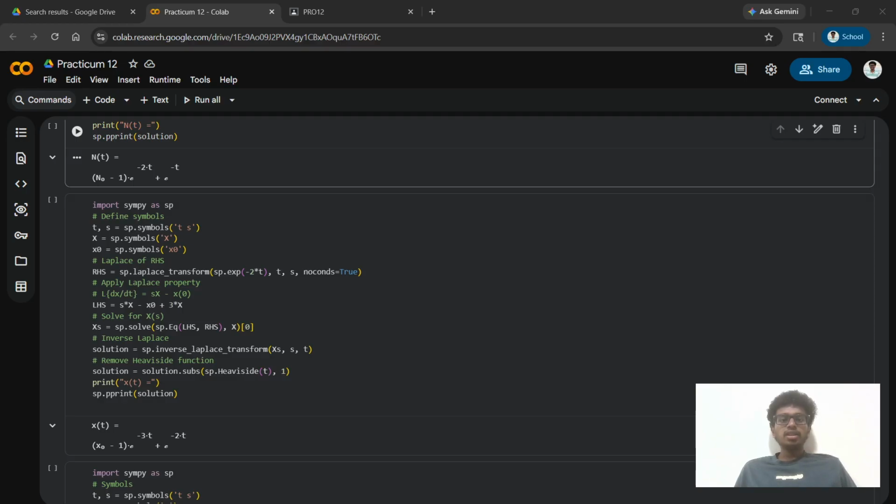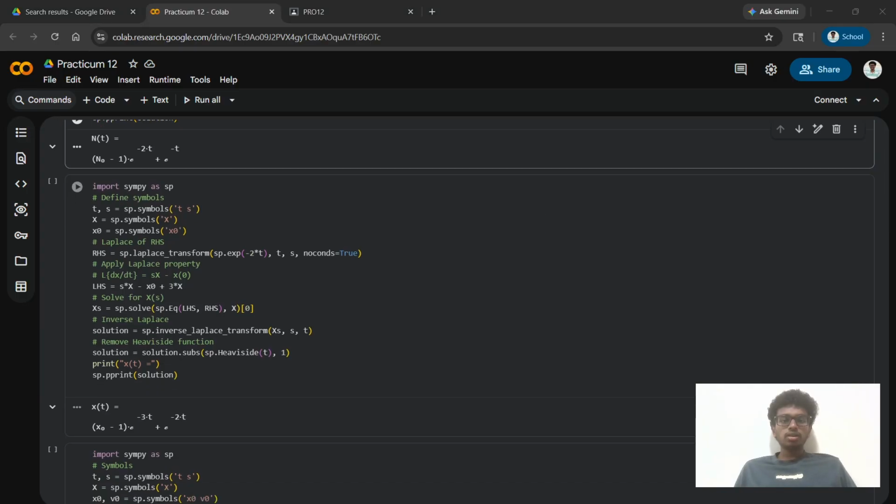Again, we apply the Laplace transform. The derivative is converted into an algebraic expression in terms of s, and the equation is solved for X of s. Then the inverse Laplace transform is applied to obtain x of t. The resulting function represents how the deviation decreases over time, showing that the robot stabilizes its path.